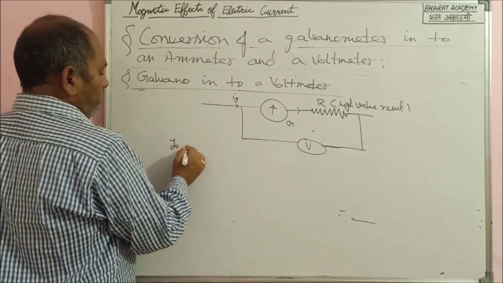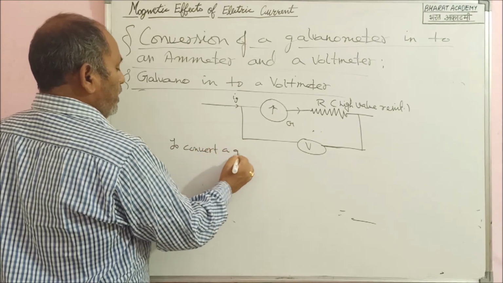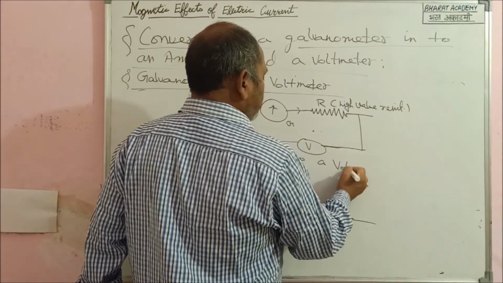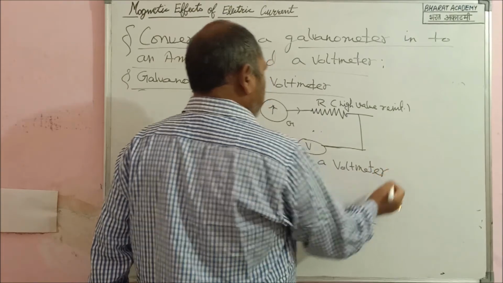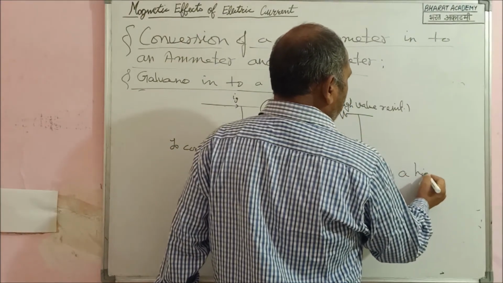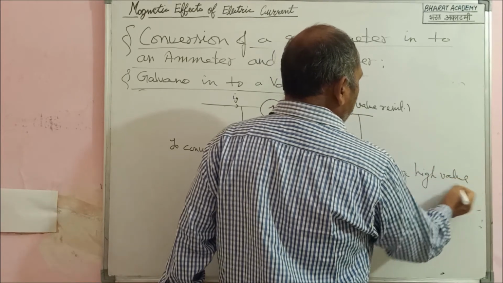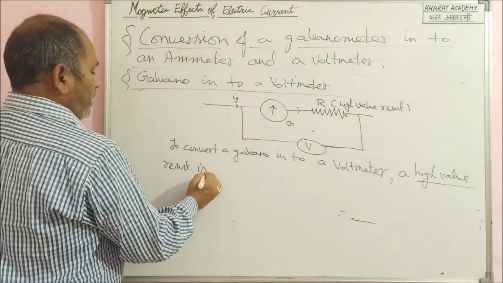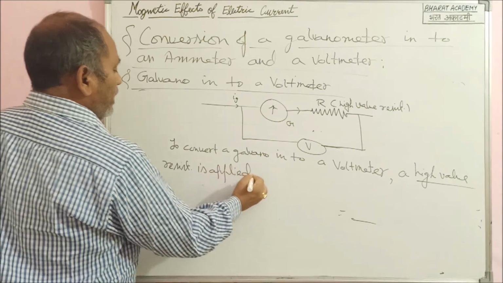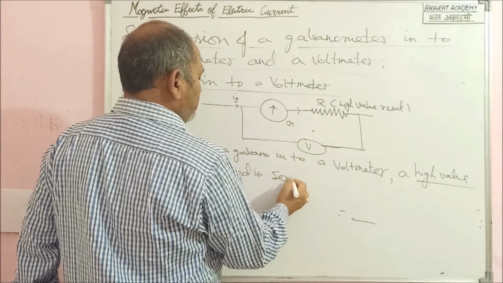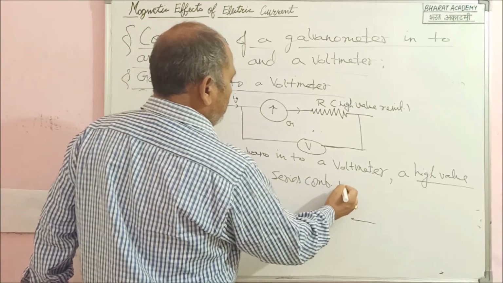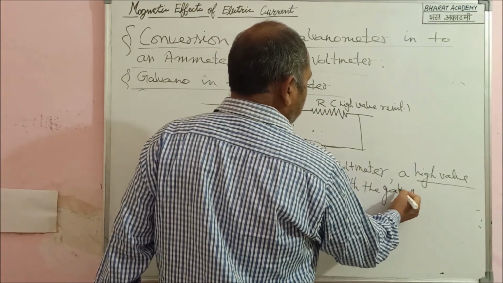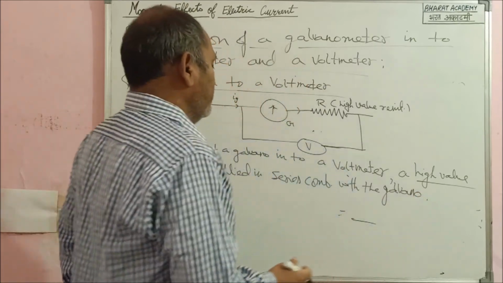So, to convert a galvanometer into a voltmeter, which means to measure a high value of potential difference, what we do is apply a high value resistance, remember there is no other name for it, in series combination with the galvanometer. This is the high value resistance.